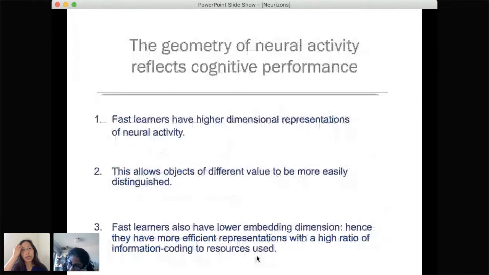So I'm just going to summarize this particular section. Fast learners have a higher dimensional representation of the neural activity. This allows objects of different value to be more easily distinguished from each other, because the neural response will be in a different space mentally. And they also have a lower embedding dimension, which means that overall they have a more efficient representation, which allows them to code for a lot of information, but use smaller amounts of resources in doing so. And overall, I would consider this as being a more geometrical approach to looking at learning and cognitive performance.